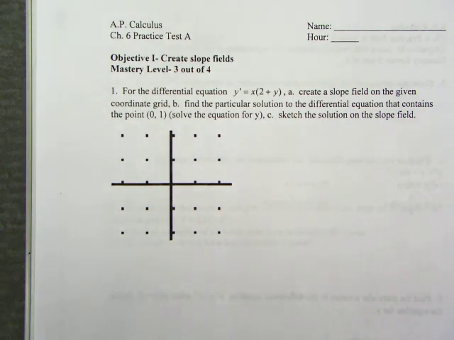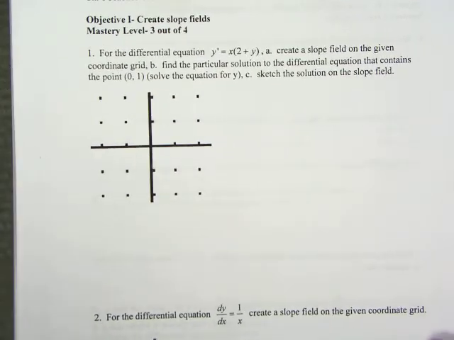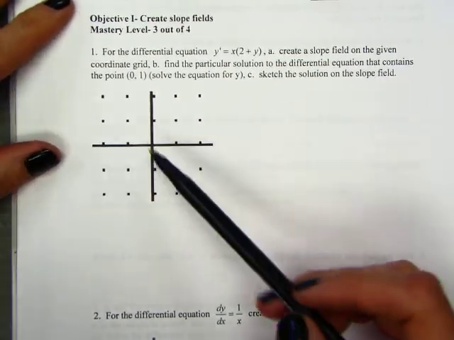This first objective says, for the differential equation y prime equals x times the quantity 2 plus y, create a slope field on the given coordinate grid. B, find a particular solution to the differential equation that contains the point and solve the equation for y. Sketch the solution on the slope field. All right? So we are creating a slope field, and again, that involves plugging in points.